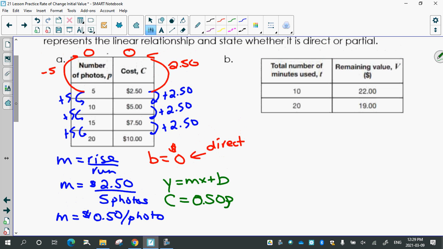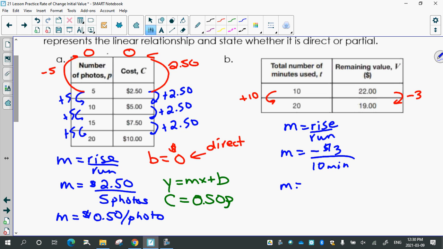Okay, so the second question is the same idea. So I'm going to read my boxes here. Total number of minutes used, remaining value. So 19 minus 22 is -3. But I'm going up 10. So we've got to make sense out of this negative. So I'm going to include units, -$3 for 10 minutes, which means that my rate would be -$0.30 per minute.